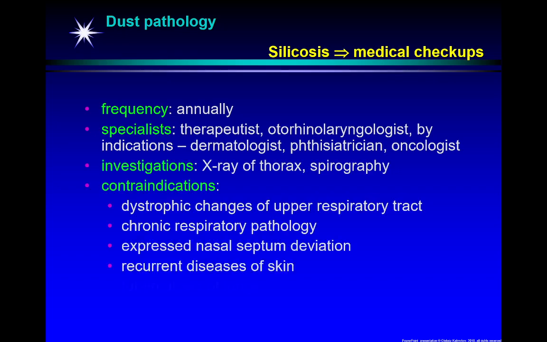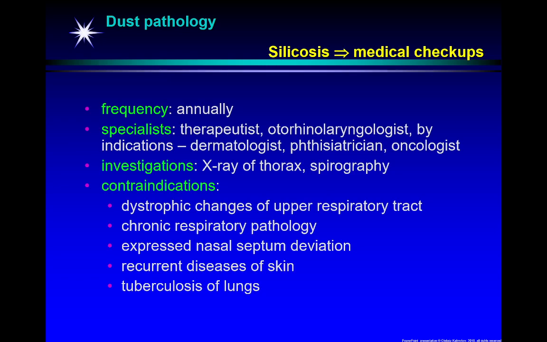The medical checkups in relation to prophylaxis of silicosis in workers of appropriate occupations should be conducted annually. The group of doctors which should take part in these investigations include therapeutist or general practitioner, ENT specialist, and by indications they could be phthisiatrician, because there is a great predisposition of these patients with silicosis to tuberculosis as well. Then due to the fact that silicon dioxide is a carcinogenic agent, there is a high risk of oncological pathology, and sometimes oncologists might be required, and dermatologists, because of affection of skin as extrapulmonary manifestation of the common disease.